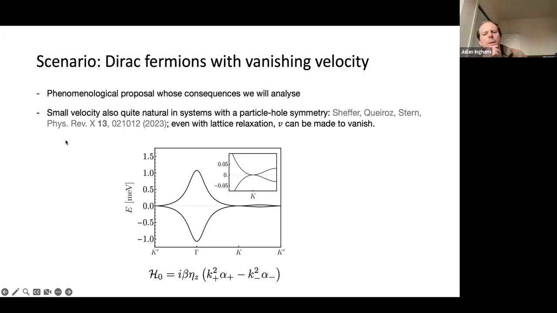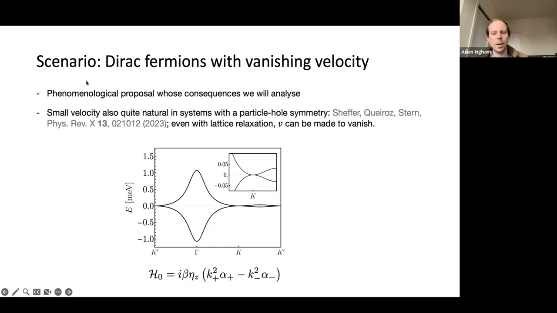So many people I've given this talk to haven't batted an eyelid at the suggestion that the velocity of the Dirac states can be made to vanish. But the fact is that when you include lattice relaxation in the continuum models for the band structure, there generically isn't an angle where the velocity exactly vanishes. However, in the presence of this aforementioned particle-hole symmetry, the smallness of the velocity is quite natural.